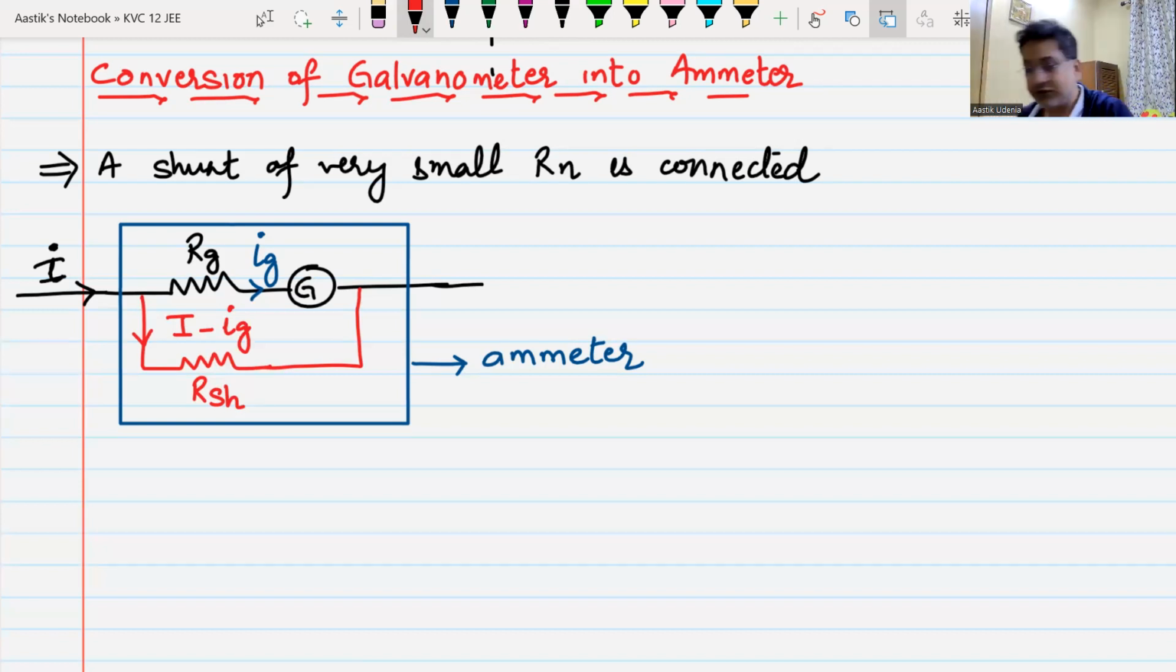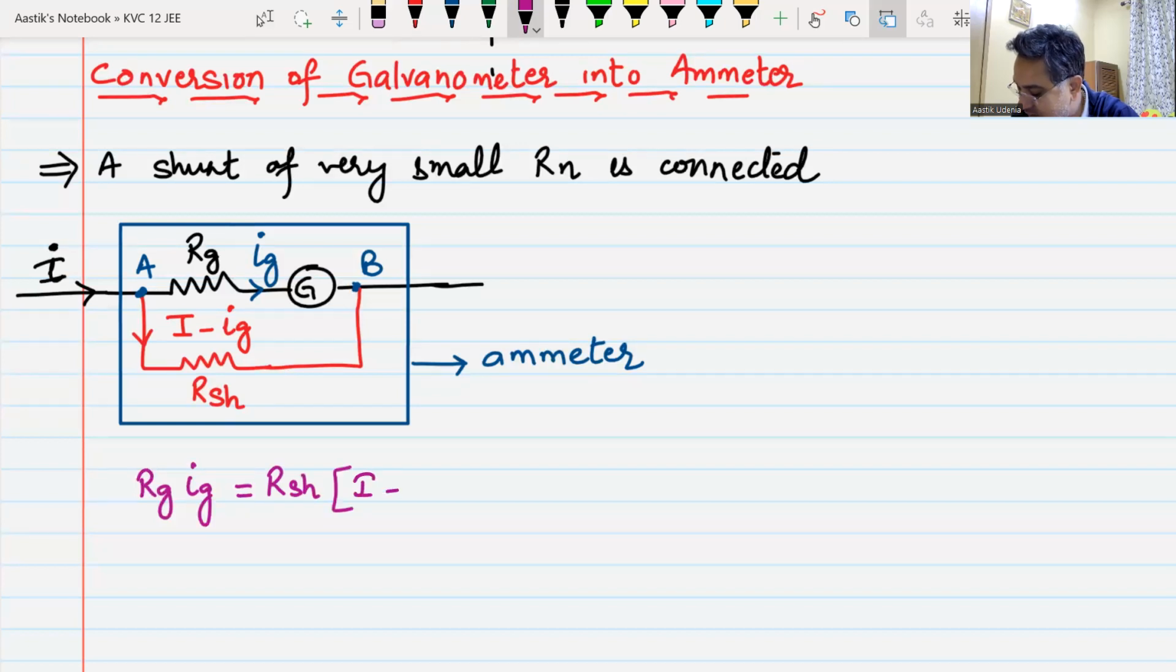Then for this, you just have to remember one equation. What is that equation? For these two points A and B, the potential drop remains the same, whether you go from the upper path or the lower path. So the only equation that matters in this entire thing is Rg into Ig is equal to R shunt into I minus Ig. Everything will be known to you.